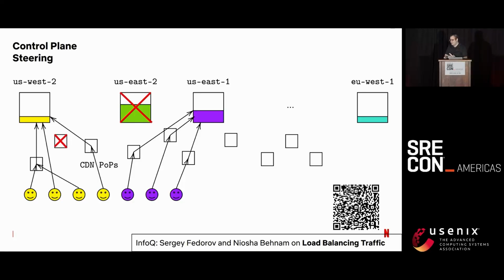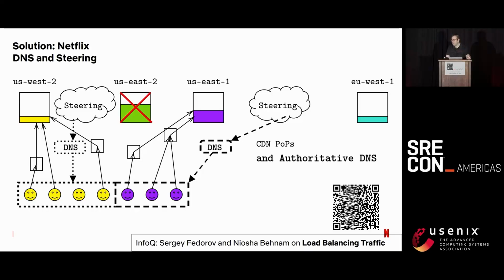But we can actually take it a step further, and in a follow-up talk that Sergey and Nyosha gave, we can go further and actually use this capability to steer users away from regions. So in this example, we tried to get people away from US East 2. But how does that actually work? Well, as with many things, the answer is DNS. So Netflix runs our own authoritative DNS servers on our Open Connect CDN, and we steer each of those authoritative DNS servers to try to place blocks of traffic.